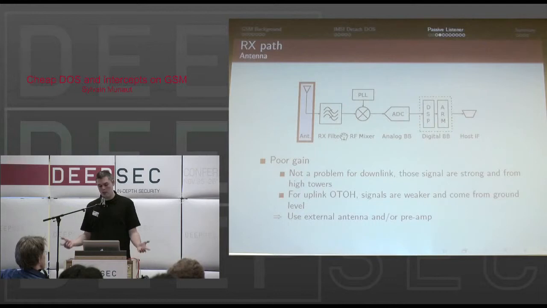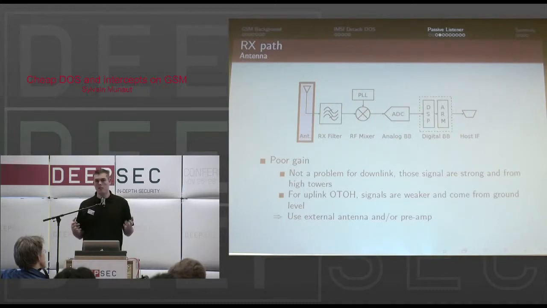Okay, the first element is, well, the antenna. It's completely unremarkable. It's like a 0 dB gain. It has poor gain, so it's okay if you want to receive the base station, because the base station transmits with a lot of power.